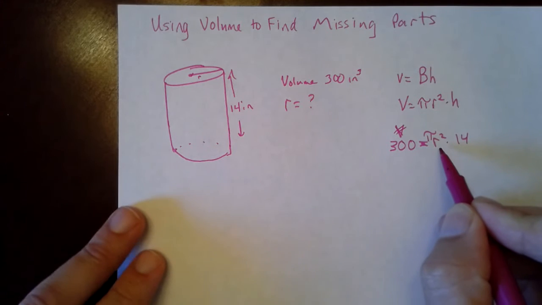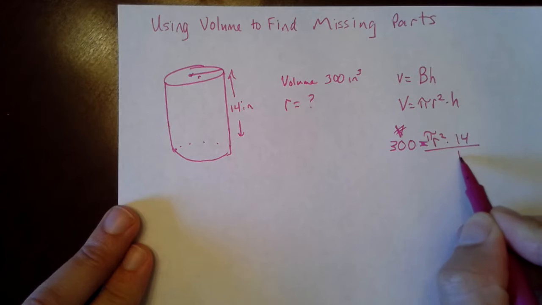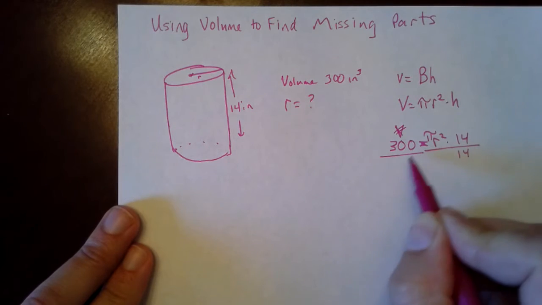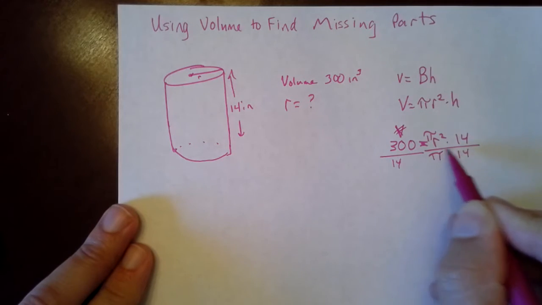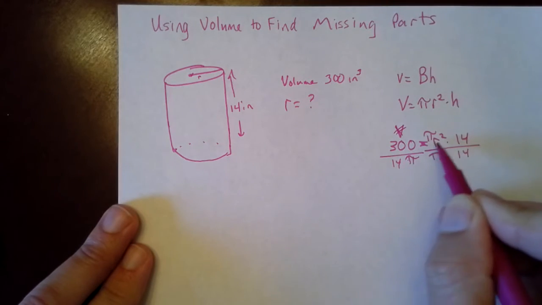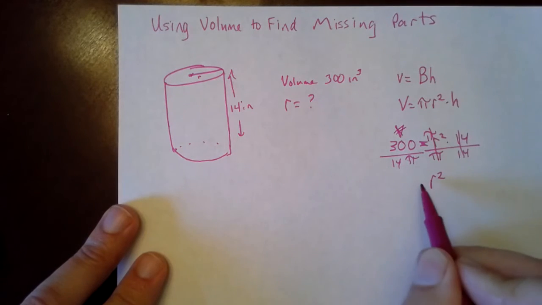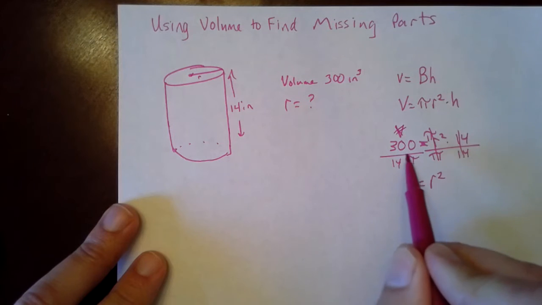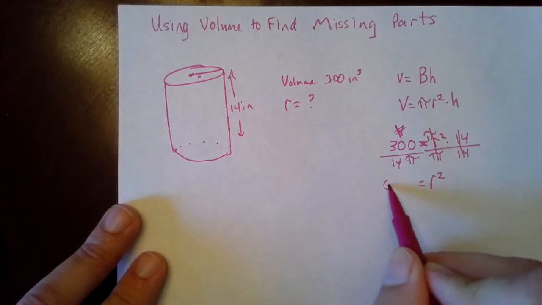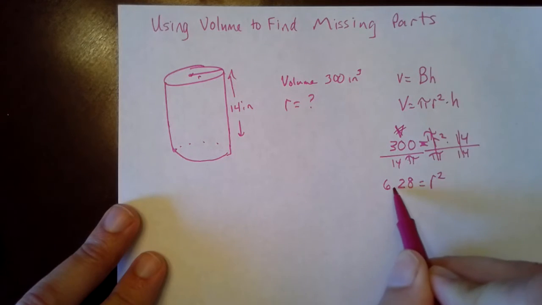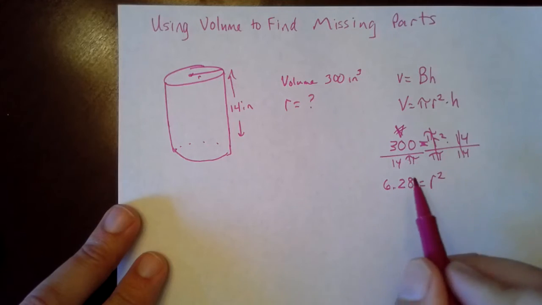What I'm going to do now, I need to isolate my radius, my R. So I'm going to divide by 14. That'll cancel it out. But I also have to divide this by 14. I also have a pi on this side. So in the same step, I can divide by pi and divide by pi. That cancels out. I'm left with R squared. When I divide 300 by 14 pi, estimating pi to be about 3.14, I'm left with about 6.28. My radius squared equals 6.28.